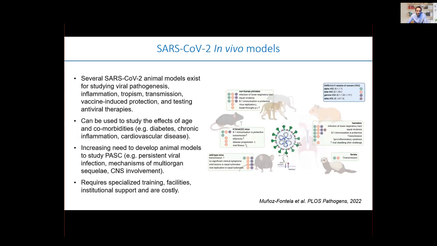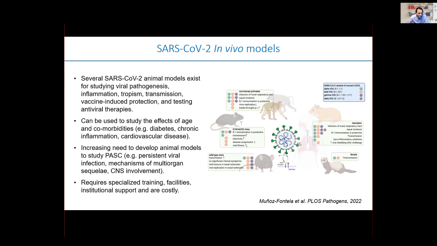There's several in vivo models that have been developed over the last few years to study SARS-CoV-2. I'm going to quickly go through this because I don't have a lot of time to go through each of these in detail, but these slides will be made available afterwards. So there's animal models that exist for studying viral pathogenesis, inflammation, tropism, transmission, vaccine-induced protection, as well as testing antiviral therapies. They can be used to study the effects of age and comorbidities.